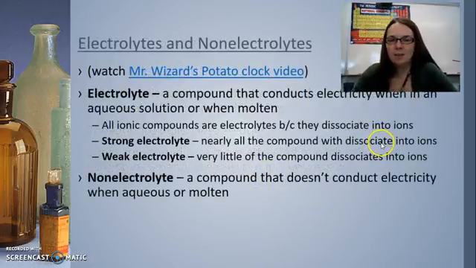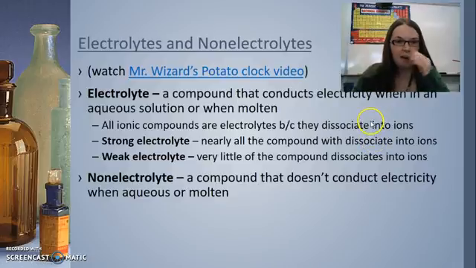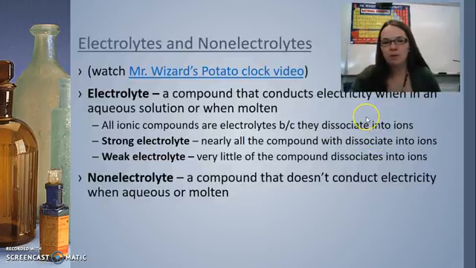All right, the next thing here is about electrolytes and non-electrolytes. We have actually heard these terms before when we've talked about ionic compounds.